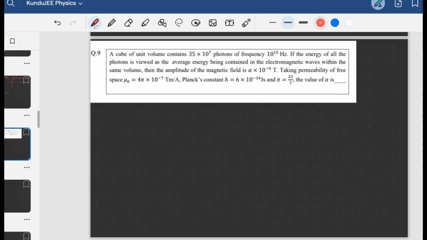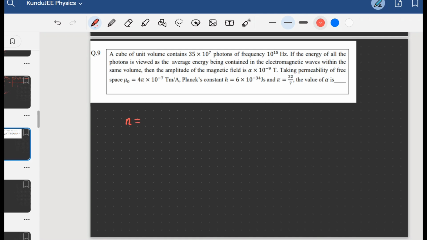Question number 9. A cube of unit volume contains 35 into 10 to the power 7 photons of frequency 10 to the power 15 hertz. If the energy of all the photons is viewed as the average energy being contained in electromagnetic waves within the same volume, then the amplitude of the magnetic field is alpha into 10 to the power minus 9 Tesla. Taking permeability of free space, the value of alpha is asked.